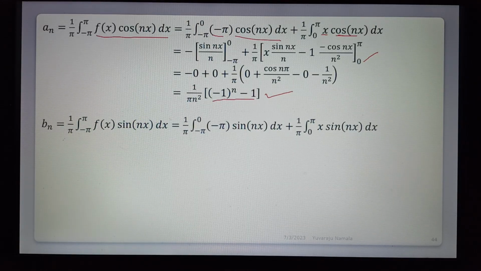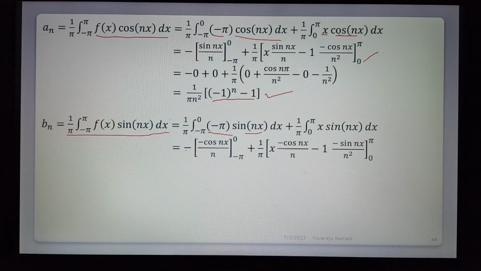Next, the bn value. Integrating separately, 1 by 5 into integration minus 5 to 0 of f of x equal to minus 5 into sin nx dx plus 1 by 5 into integration 0 to π of f of x equal to x into sin nx dx. That is equal to minus 5 into integration of sin nx, which is minus cos nx by n, with limits minus 5 to 0, plus 1 by 5, x into sin nx by the u into v method: 1 by 5 into x into integration of sin nx, which is minus cos nx by n, minus derivative of x, which is 1, into integration of minus cos nx by n, which gives minus sin nx by n square.